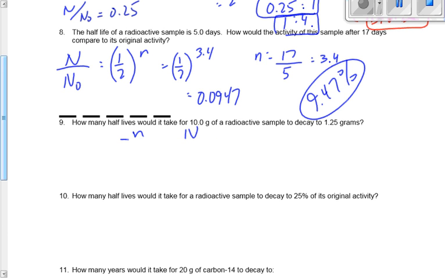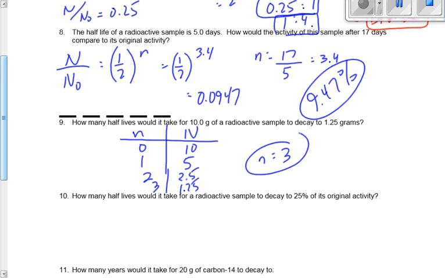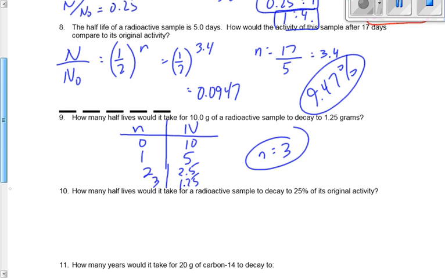So there's my little table. After 0 half-lives, I got 10 grams. After 1 half-life, I got 5 grams. 2 half-lives, I get 2.5. After 3 half-lives, I've got 1.25. So little n would be equal to 3 there. Just keep dividing by 2 until you get your final amount. Almost the same question, number 10.